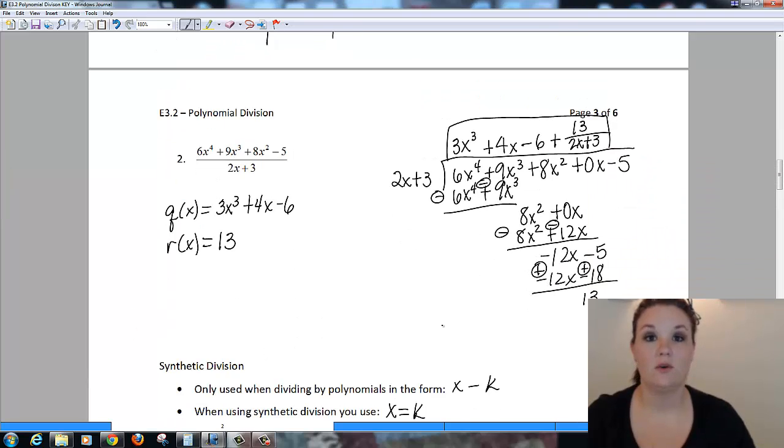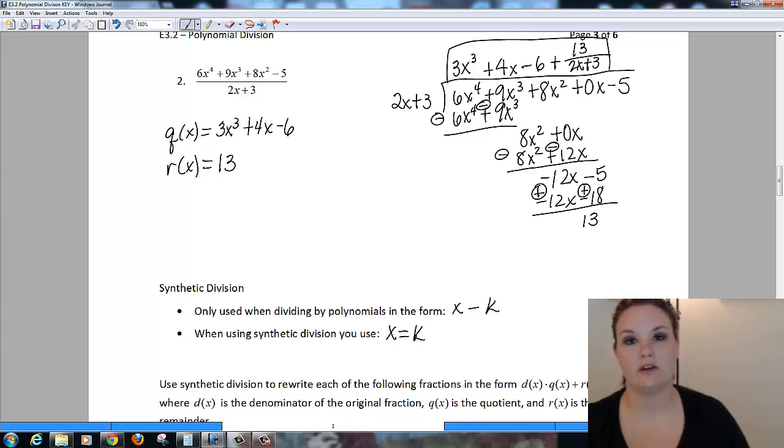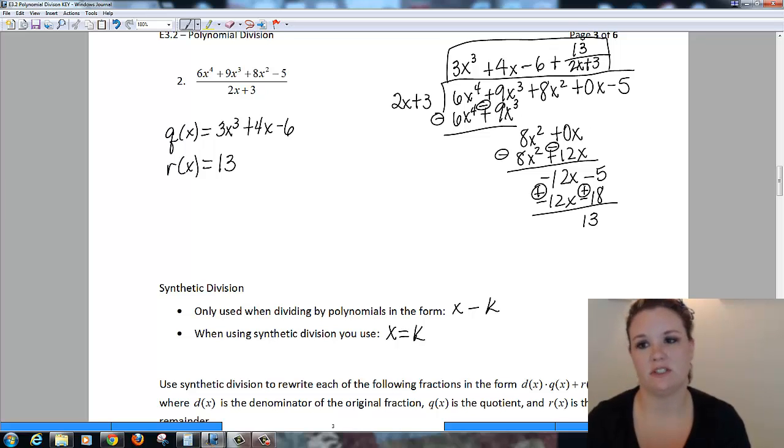Okay, when we look at this second one, same thing, we do our long division. Again, if you did not write the remainder as a fraction, that's fine. That's not how my math lab has you enter it, so just ignore that. Here your quotient should have been 3x cubed plus 4x minus 6. That should have been the answer you got on top, and it didn't go in evenly. We had a remainder of 13. So we go ahead and put our remainder in.